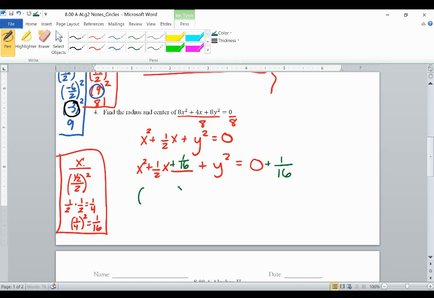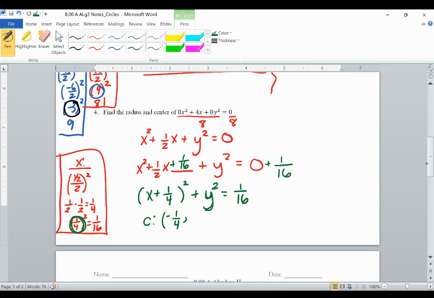Now we're going to rewrite this as a perfect squared binomial. So we take whatever it was before we squared it. So that's going to be x plus 1/4, same as b divided by 2. Leave your y squared. 0 plus 1/16 is 1 over 16. And your center for this one is going to be negative 1/4, because that's what's being added to the x. Remember, take the opposite signs. Nothing's being added to the y.